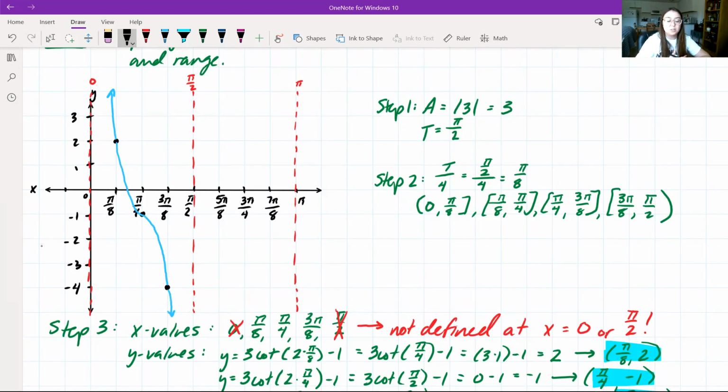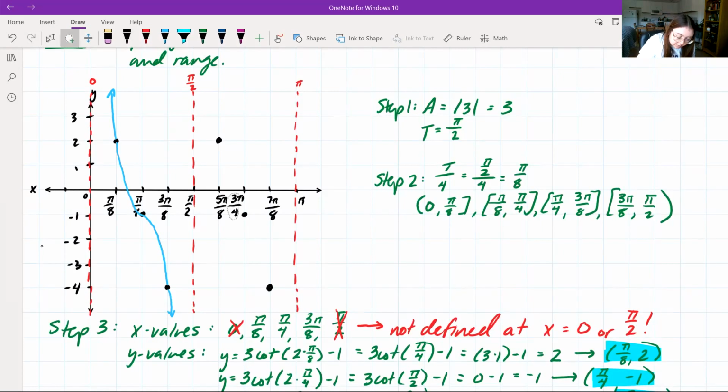Now let's just go ahead and complete our next period, which should be fairly straightforward based on our first one. We just essentially want to copy over these key points and copy this graph over to our next period. So in our next period, we're going to have key points of 5 pi over 8 and 2, 3 pi over 4, and -1, and 7 pi over 8, -4.